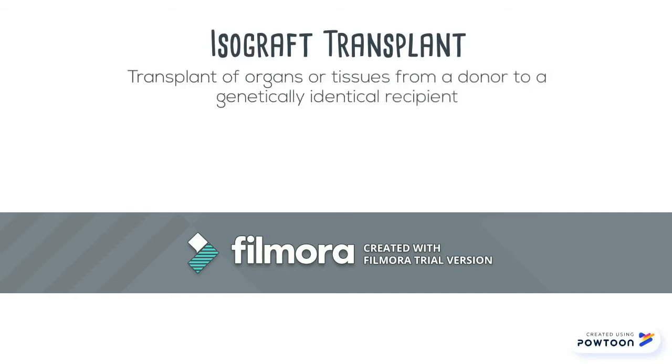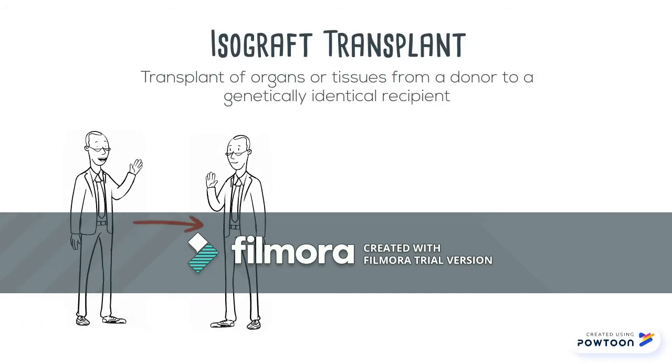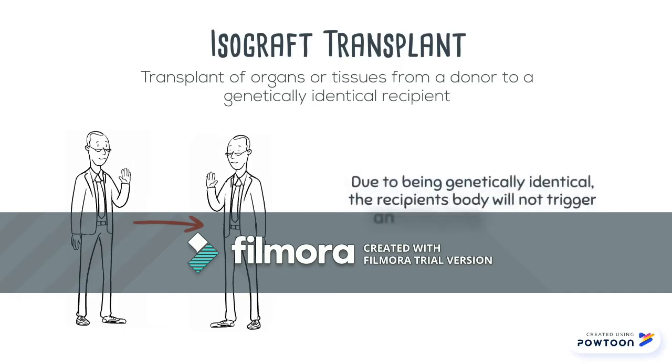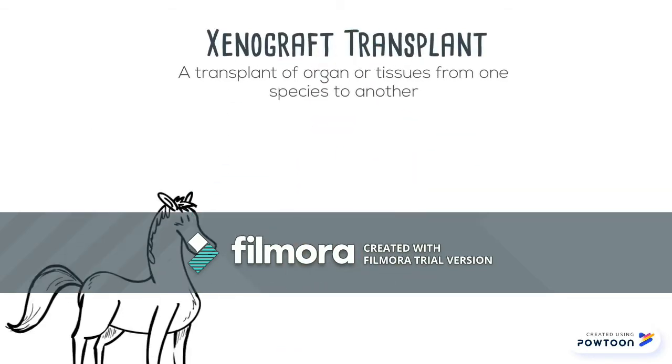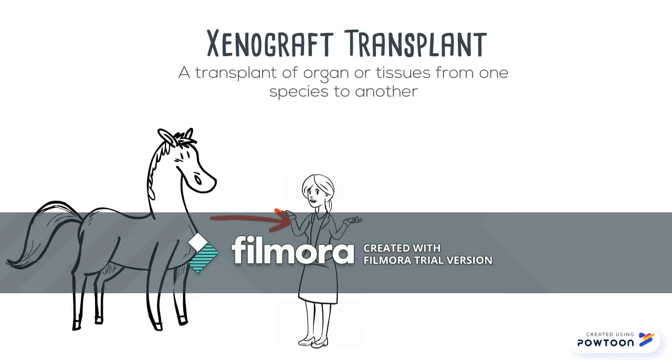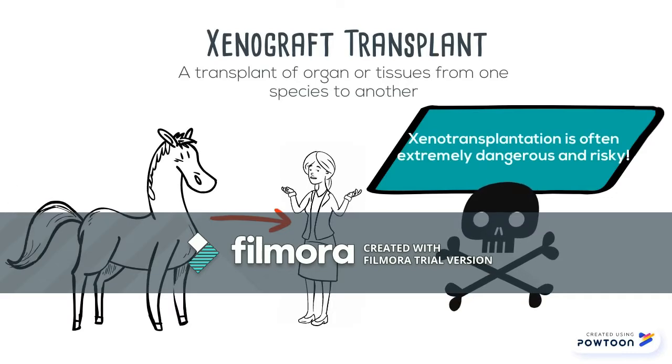Isograft is a transplant of organs or tissues from a donor to a genetically identical recipient, such as twins. Due to being genetically identical, the recipient's body will not trigger an immune response, thus transplant rejection won't happen. Xenograft is a transplant of organs or tissues from one species to another. Xenotransplantation is often extremely dangerous and risky.